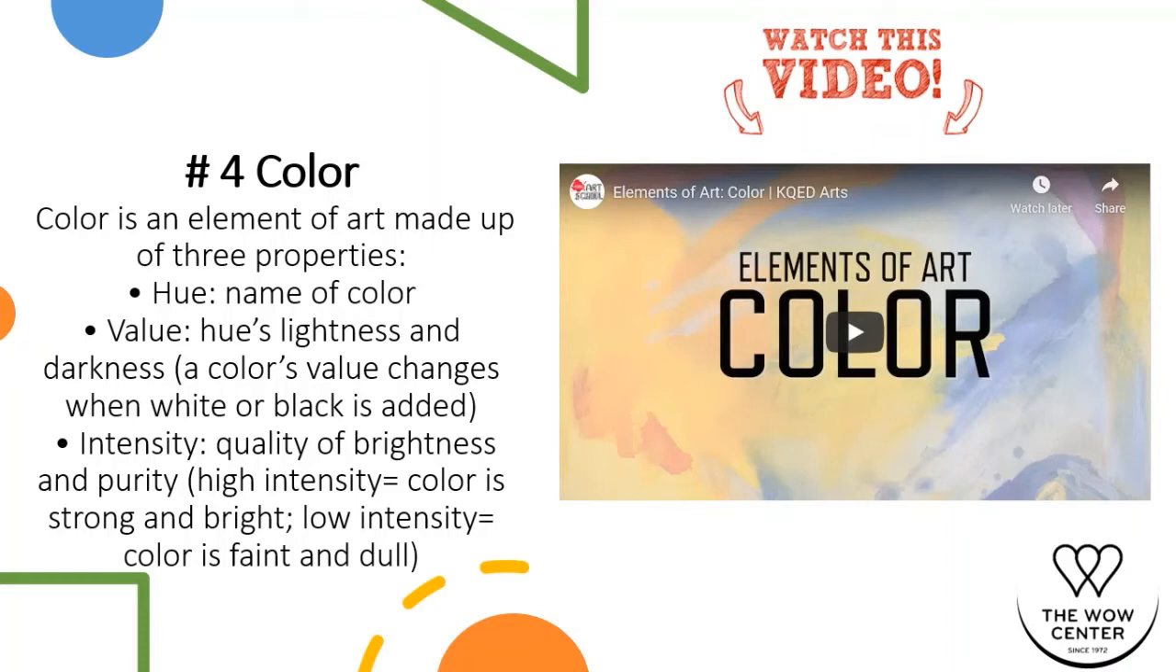Color is an element of art made up of 3 properties: the hue, the name of a color; the value, the hue's lightness and darkness. Remember, a color's value changes when white or black is added; and intensity, which is the quality of brightness and purity. High intensity means a color is strong and bright, and low intensity means a color is faint and dull.